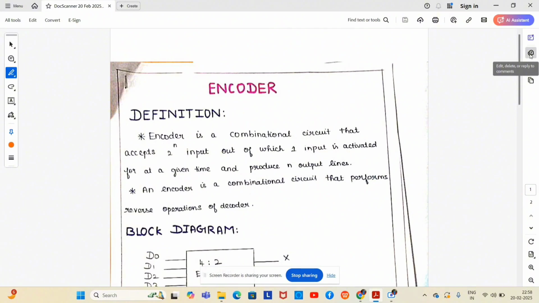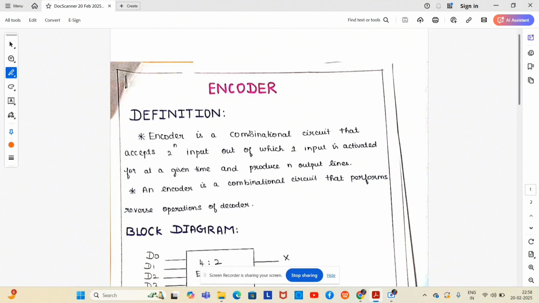So we know what is a combinational circuit. The combinational circuit means the output depends on the present input. So, generally, encoder is a reverse operation of decoder. What is decoder? Decoder means it accepts n input lines and produces 2 power n output lines. What is the difference between an encoder and decoder?